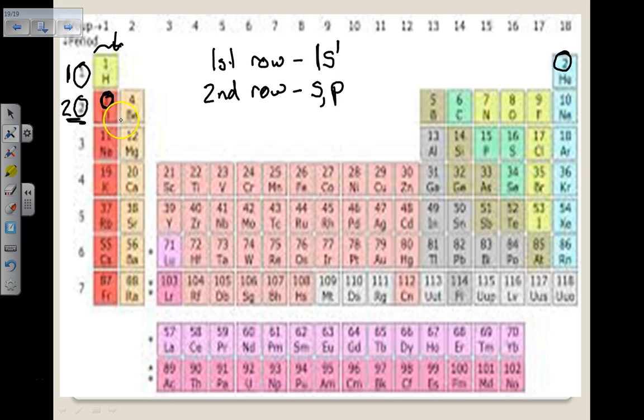The outermost electron, where did we stop? 2s, this was the s side of the periodic table, this was the p side of the periodic table, 2s, and notice we're on the first column. So that's kind of interesting.